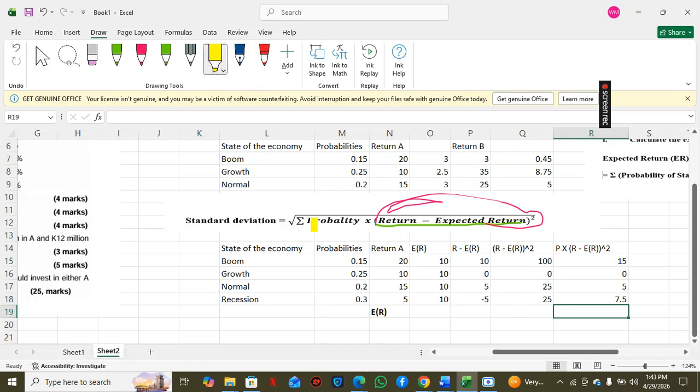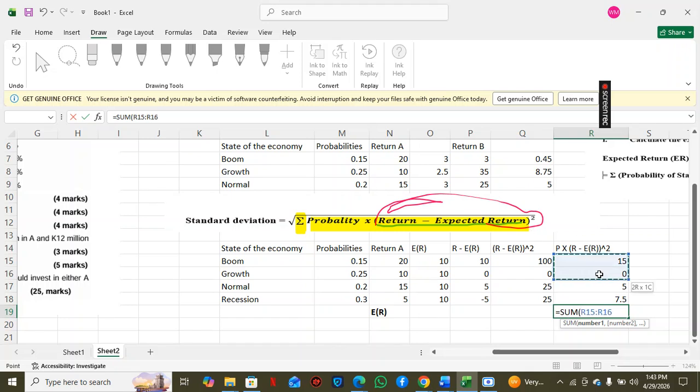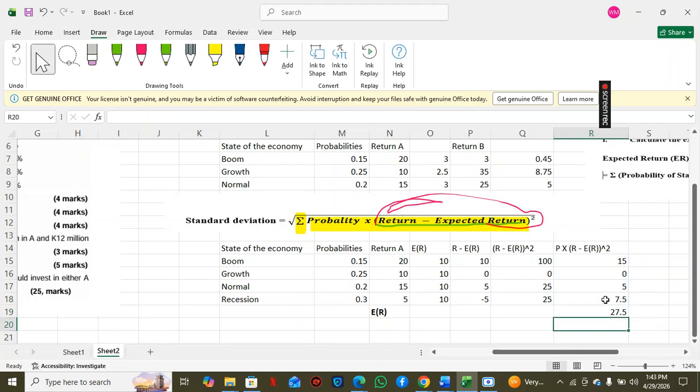Now we have done this part of the formula. Multiply the probability by the return minus the expected return squared. So next we need to add up. This sigma here, this symbol which looks like an E, means you have to add them up. Okay. So we're going to have to add 15 plus 0 plus 5 plus 7.5. You get 27.5.